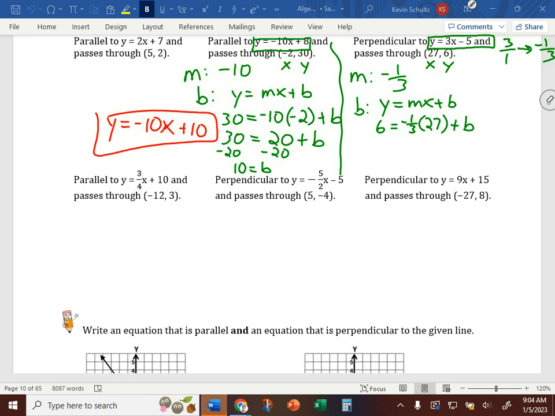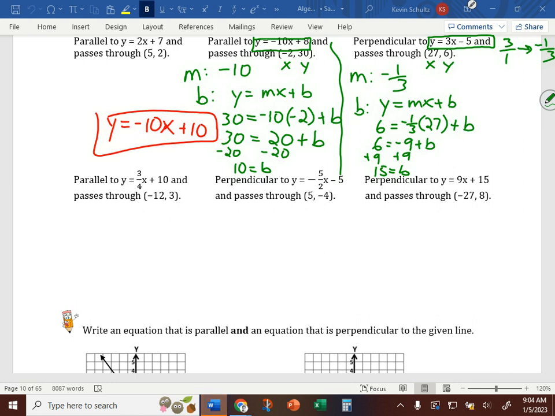Can I do the next step? We're going to add 9 to both sides to get b by itself. And we get a b value of 15.